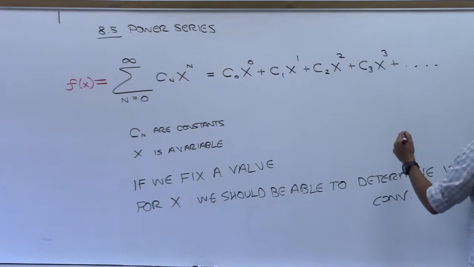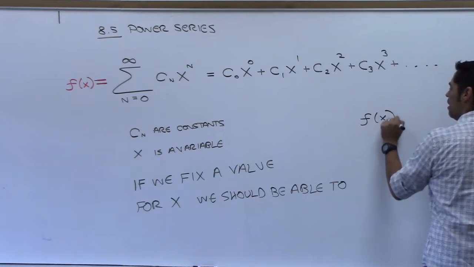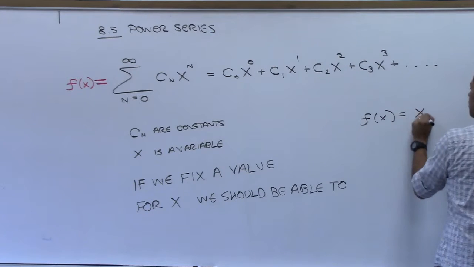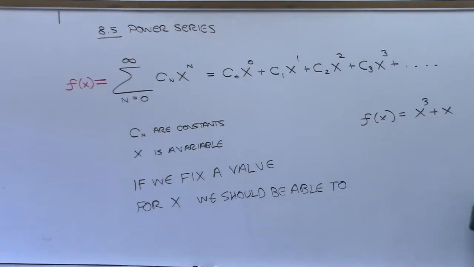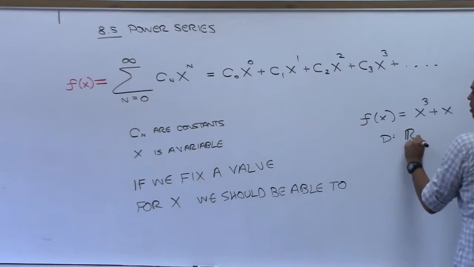So for example, when we looked at functions back in the day, let me give you this one, x cubed plus x. Can you plug any number into that? What's the domain of this? All real numbers, right? There's no problems. You can give me any number, I can cube it, I can add it. So the domain of this is all real numbers, double struck R.